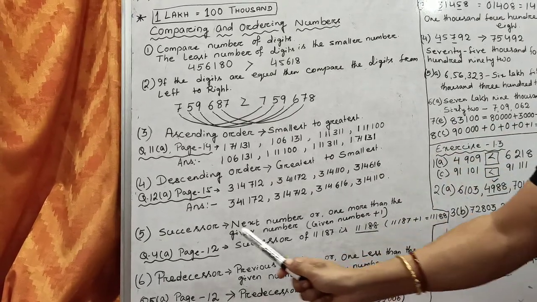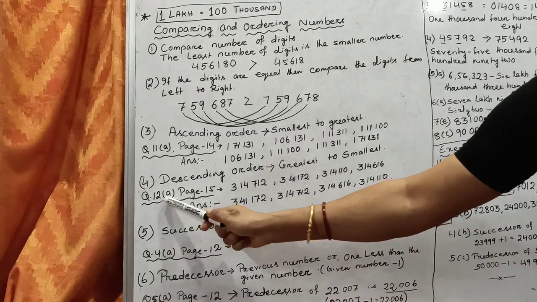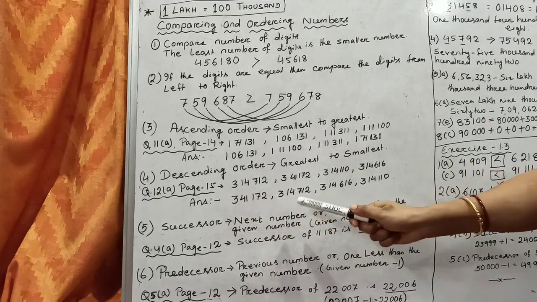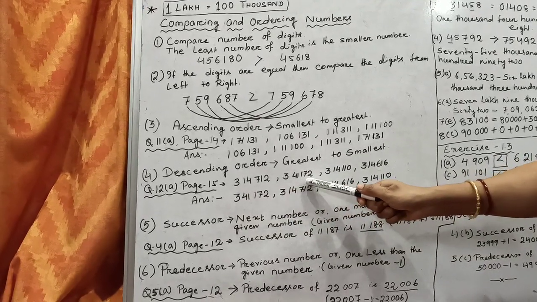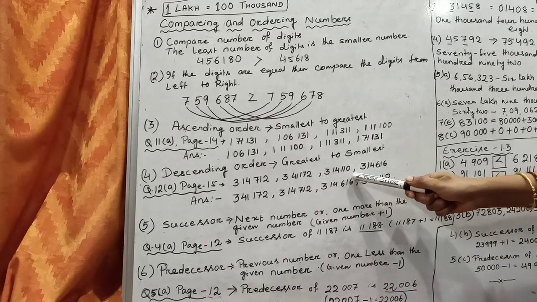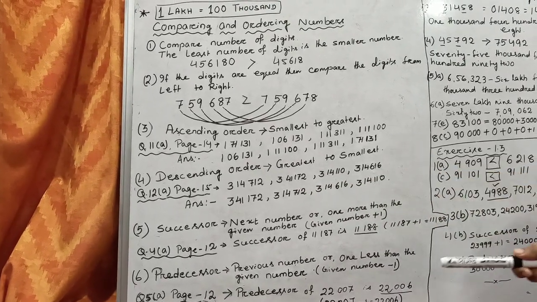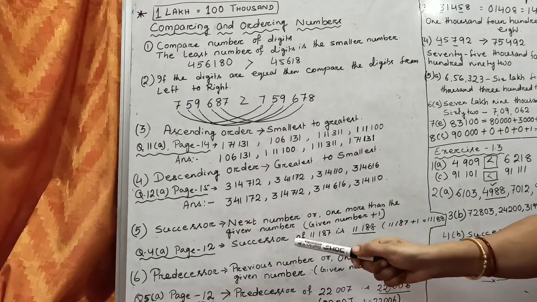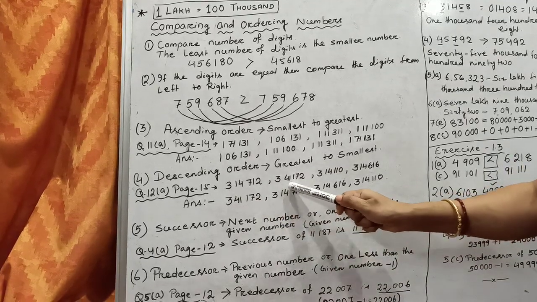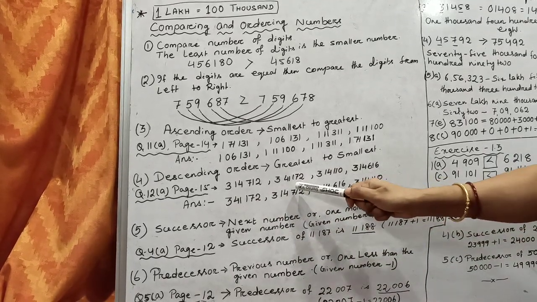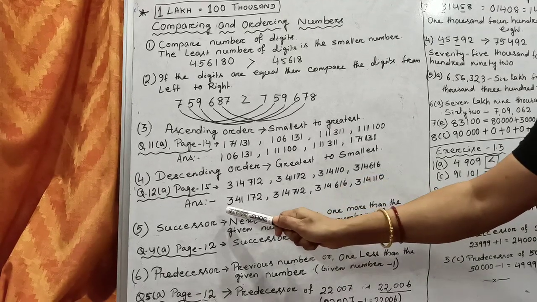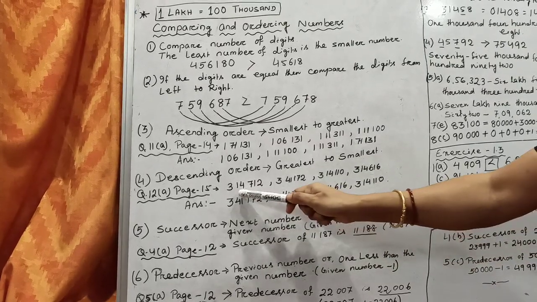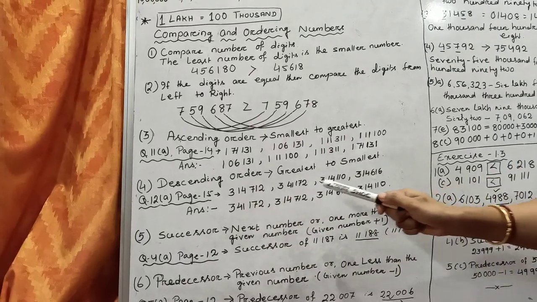Here also I have done one question from page number 15, question number 12A. One question is given: 3,14,712, 3,41,172, 3,14,110, 3,14,616. Here also these four numbers have the same lakh place, 3. Now you compare the thousand place. This is 14, 41, 14, 14. So 41 is the largest number. First you write 3,41,172.